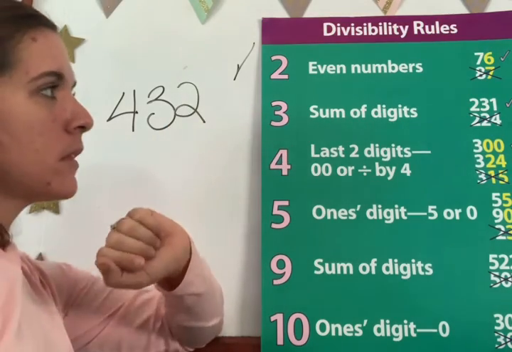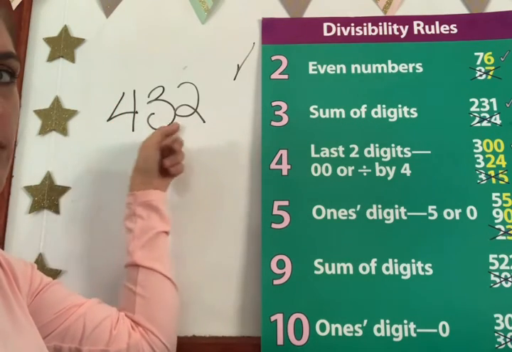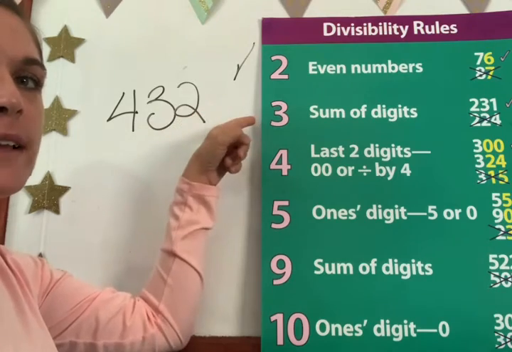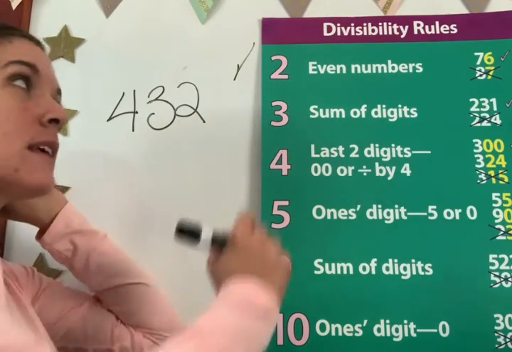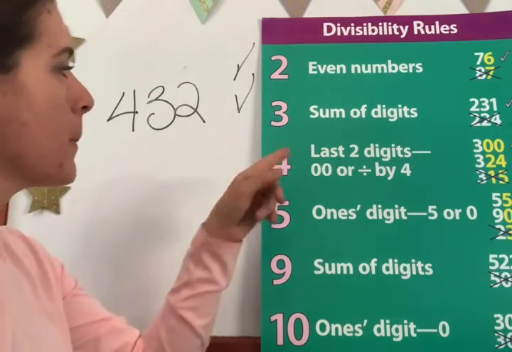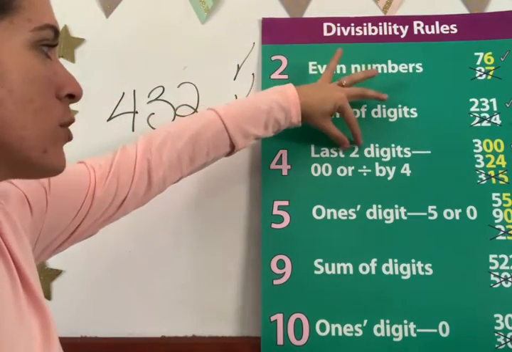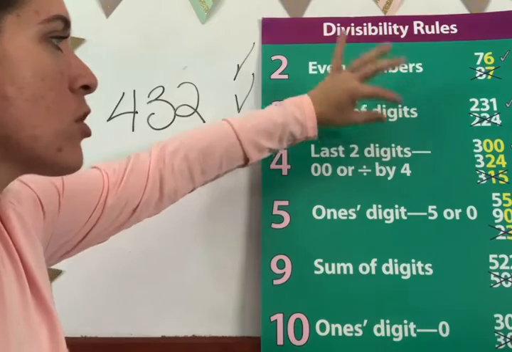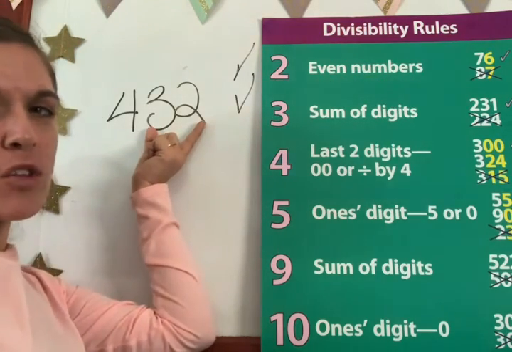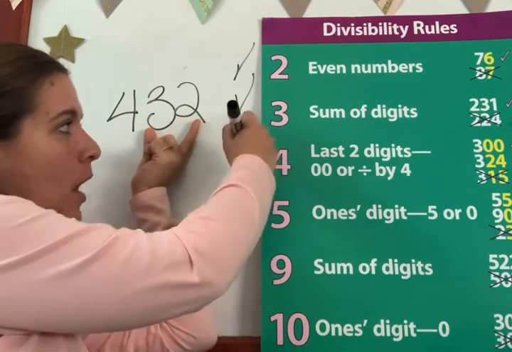Number 3. The sum of the digits is divisible by 3. So let's figure it out. 4 plus 3, 7. 7 plus 2, 9. Can you divide 9 by 3, Oscar? Yes. So it is divisible by 3. Okay. Is it divisible by 4? Well, the regla for 4 is the last 2 digits are 0, 0, or the last 2 digits are divisible by 4. My last 2 digits are 32. Can you divide 32 by 4, Frankie? Yes, you can. It's 8, right? So here we go. It's divisible by 4.